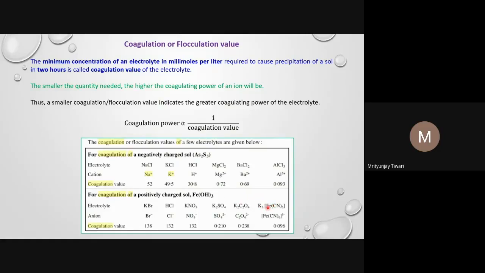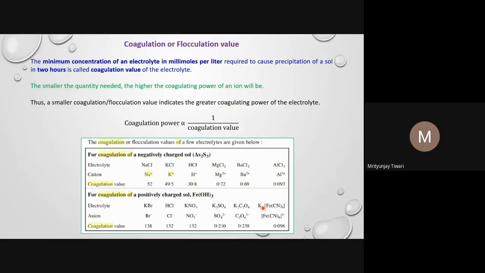so here also we look at the valency of different anions. So this is positively charged, so we will look at the valency of anions. And this anion is ferrocyanide. This is ferricyanide. So this is actually ferricyanide. It has three charges. You can see this is ferricyanide. It means [Fe(CN)6] with three negative charge.